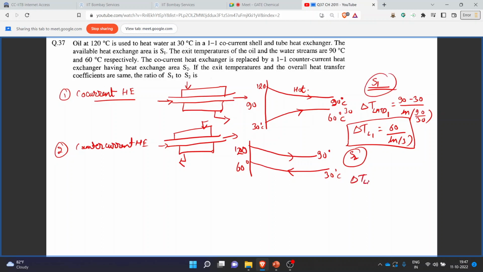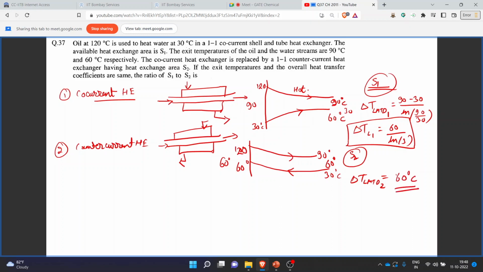Now we will calculate the log mean temperature difference for this case, that is delta TL2. So delta T1 over here will be 60 degrees Celsius, and at the other side it will be 60 degrees Celsius. So since this delta T is the same, that is 60 degrees Celsius for both the inlet and exit, the log mean temperature difference we can straight away write as delta T1 or delta T2, that is equal to 60 degrees Celsius.